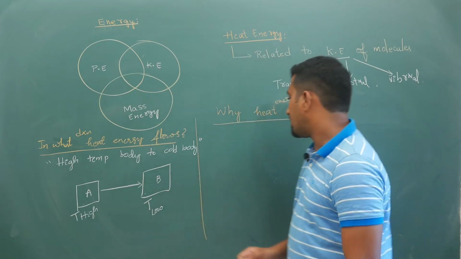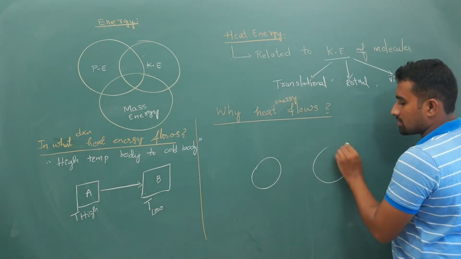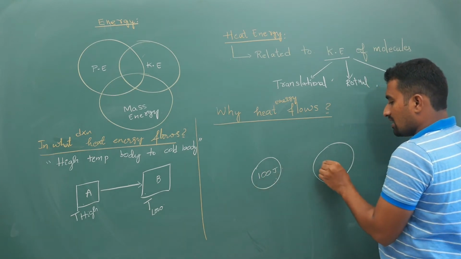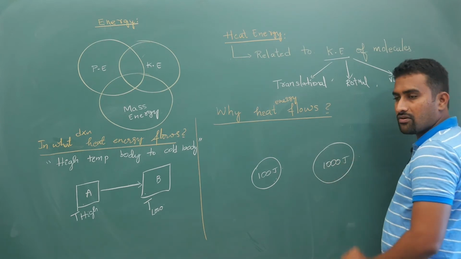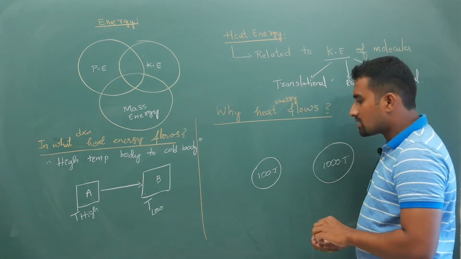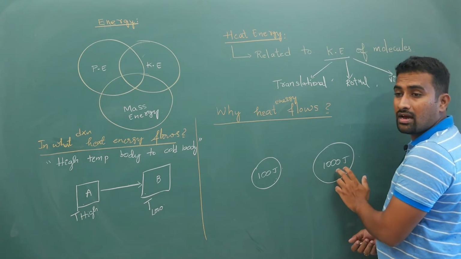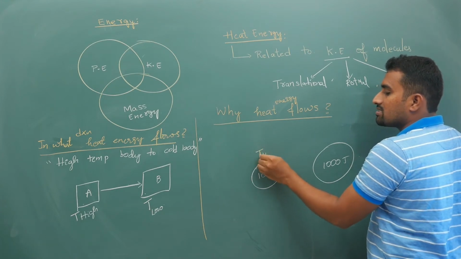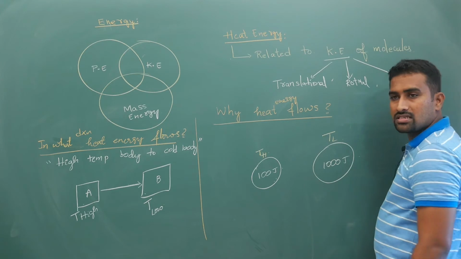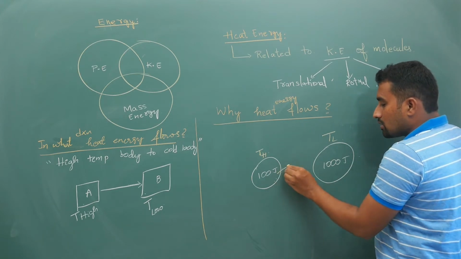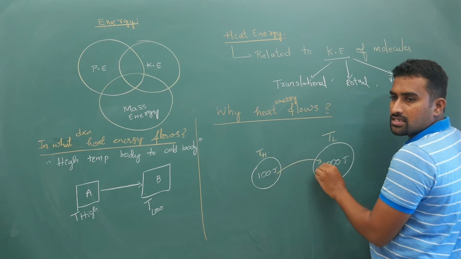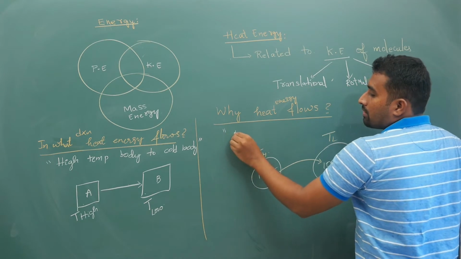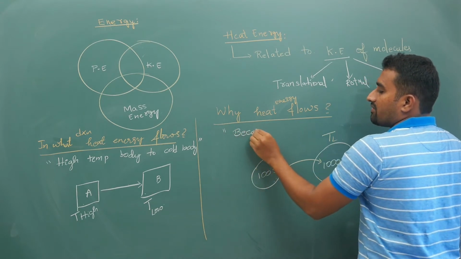So my point is, if you have two bodies like this, internally let us say one is having 100 joules and the other is having 1000 joules of heat energy. It doesn't matter to us which is having more heat. This body can have more heat, but still if this is at high temperature and this is at low temperature, heat energy flows from the high temperature body to the low temperature body. Why heat energy flows? Because of temperature difference.